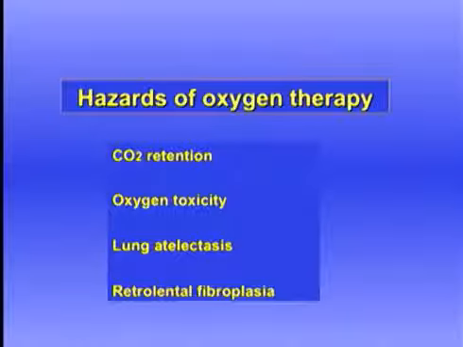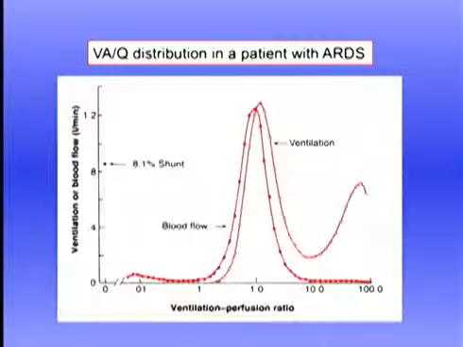But on the other hand, you want to be very careful that you don't cause oxygen toxicity in the process. Lung atelectasis is another hazard of oxygen therapy, and let me show you an example here. Now, this is the distribution we saw before of the VA/Q distribution in a patient with ARDS. And you remember that there was blood flow, as you can see here, to lung units with low ventilation perfusion ratios, and in this case an 8% shunt.